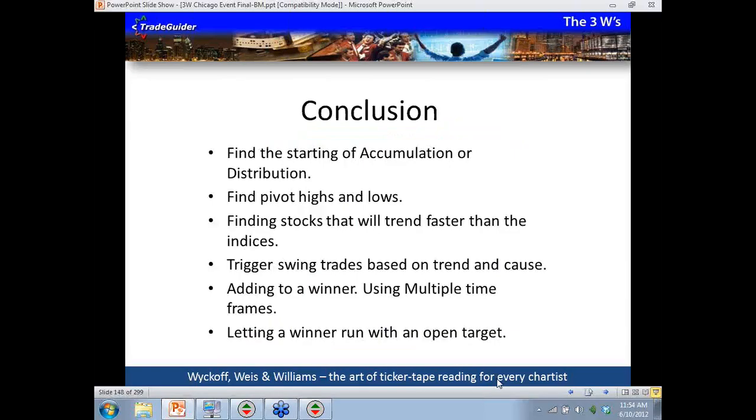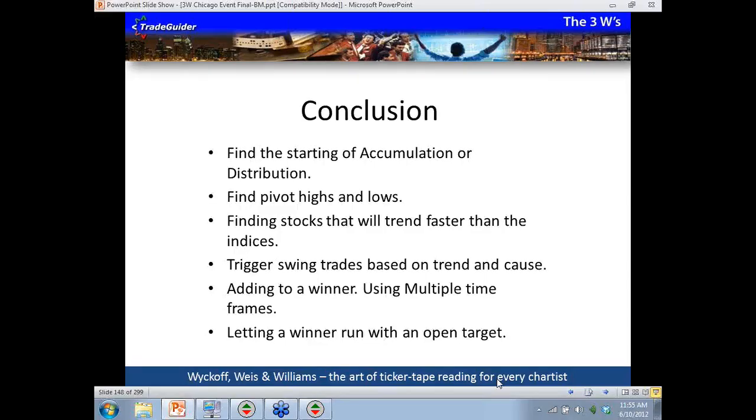So with this session, you should be able to find the starting of accumulation or distribution based on the W's and M's. Widespread up bars, we talked about that yesterday thoroughly, and what to look for thereafter. You have those springs and shakeouts where they jump the creek, and then you have the upthrust and double tops, and then they fall through the ice. You should be able to find those pivot highs and lows, the gap down shakeouts, and the upthrust 90 bars.